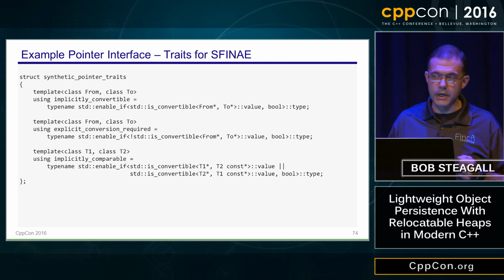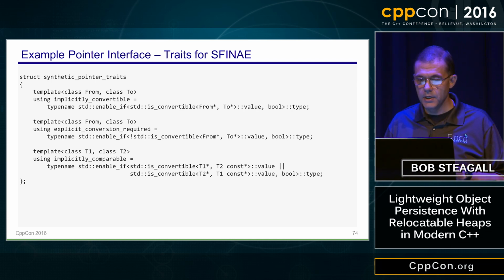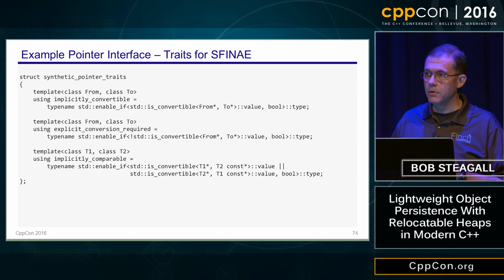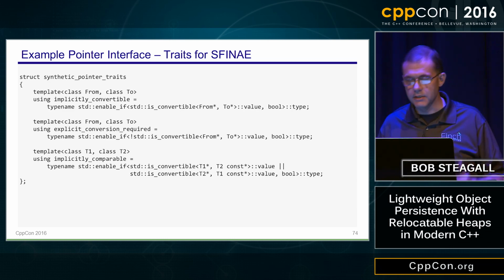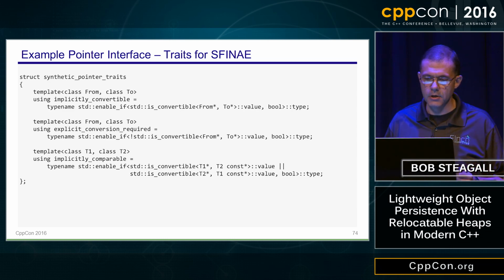And finally, the third trait I call Implicitly Comparable. Its job is to help with performing comparisons between synthetic pointer types and ordinary pointer types. We want to make sure that we're performing a comparison that makes sense, like comparing a base star to a derived star, or anything that adds CV qualifiers. We don't want to do things like compare a double star to a char star.